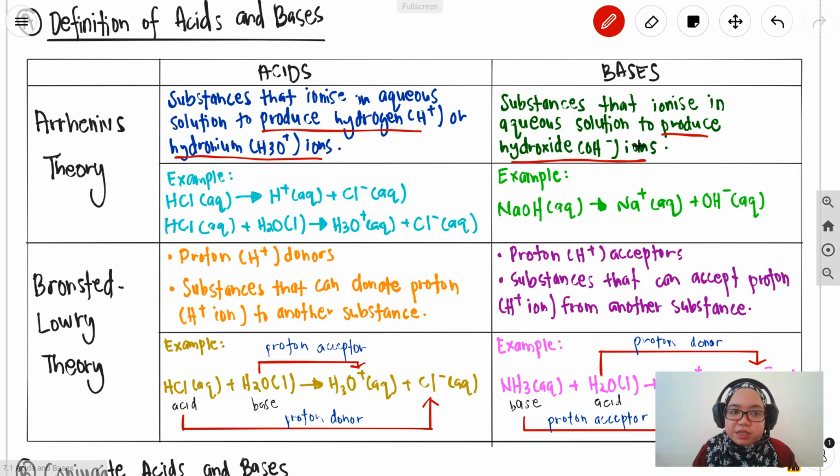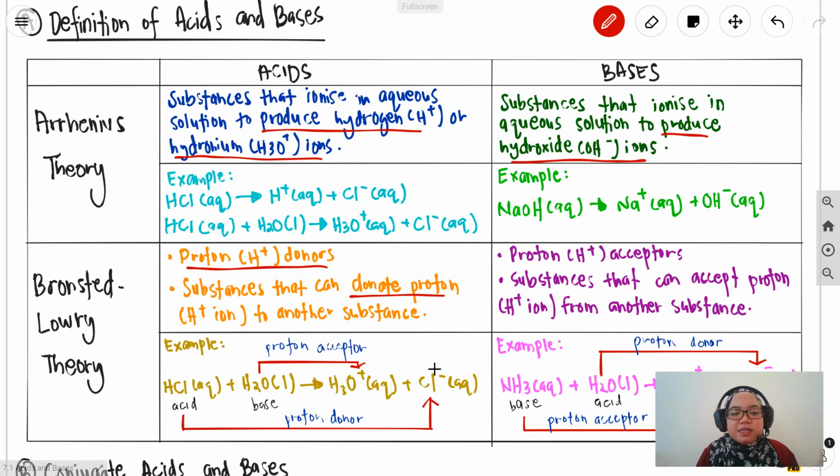So let's go to the definition of acids and bases based on the Bronsted-Lowry theory. So the Bronsted-Lowry theory is a combination, like a joint venture of two scientists, which is Bronsted and Lowry. They come up with this theory to define the acid and base. Okay, so what does the Bronsted-Lowry theory define acid as? So it defines acid as the proton donors, which is the substance that can donate proton to another substance.